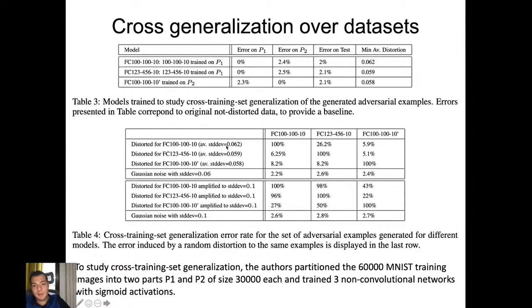Okay, so these standard deviations are quite small, given that the examples are represented in the interval for the pixels of 0 to 255. So it means that here you just modify maybe a few pixels in order to transform the example into an adversarial example.